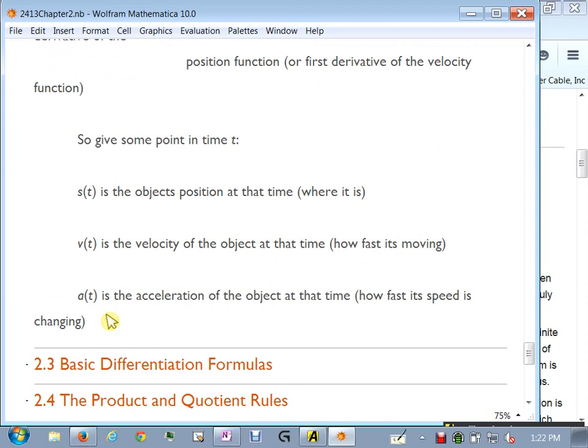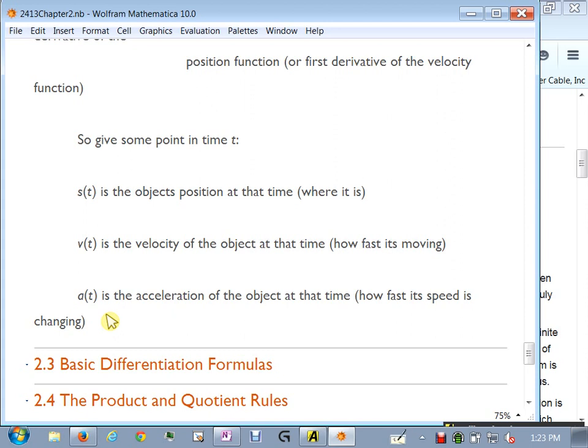Now, what's cool about this, in Cal 1, we all have to leave here understanding that if someone gives you where an object is at every point in time, you should then be able to tell me its speed and acceleration at every point in time. How do you do it? You take the first and second derivatives, right?